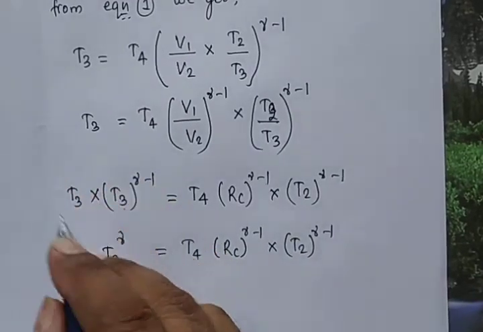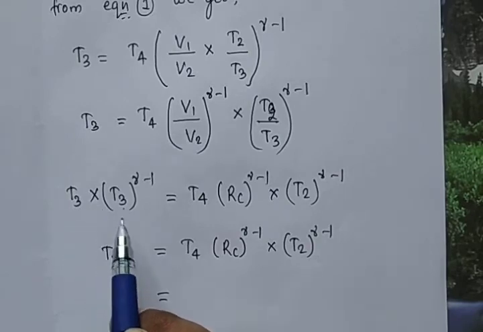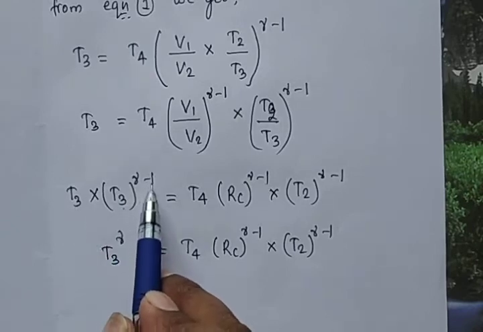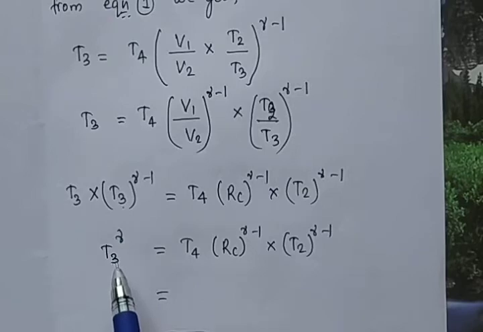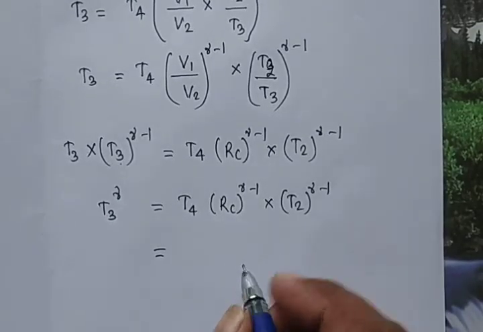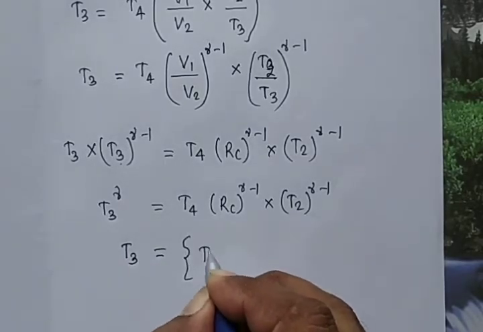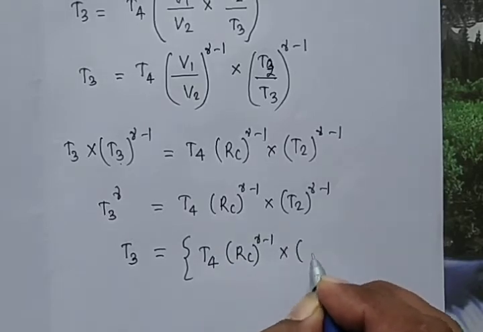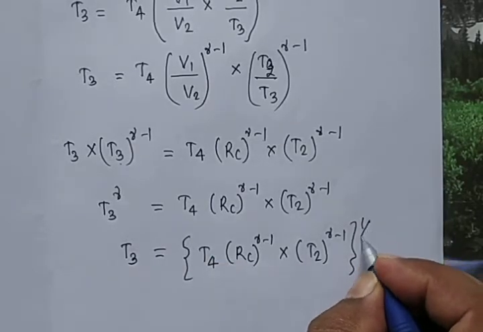So I have solved the terms on the left hand side, that is T3 into T3 raised to gamma minus 1, that is T3 raised to gamma plus 1 minus 1, plus 1 minus 1 will get cancelled, so we have the term T3 raised to gamma. So substitute these values in the equation now, or before that we can find out T3 now. T3 will be equal to T4 into RC raised to gamma minus 1 into T2 raised to gamma minus 1 whole raised to 1 by gamma.